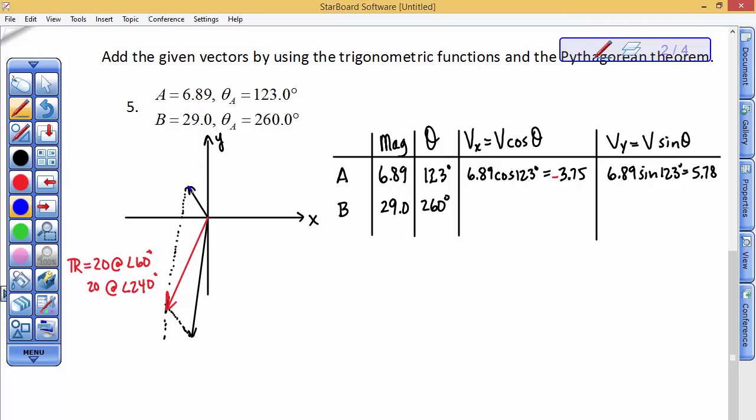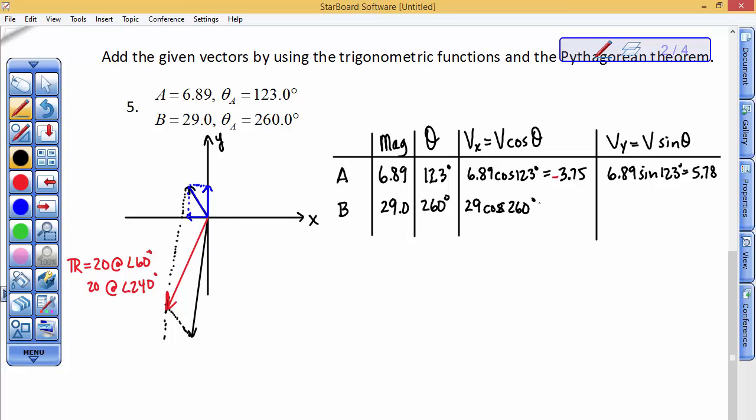So I want you to see that this vector was made up of an x component that went to the left, 3.75, and a y component that went upwards to about right there, of 5.78. So look at what we just did. This vector got broken up into the negative 3.75 and the positive 5.78. I'm doing this very slowly and very carefully. So now would you take 29 times the cosine of 260 degrees?